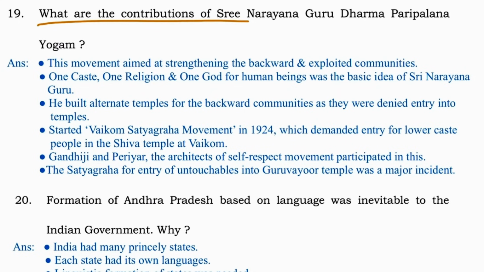What are the contributions of Sri Narayana Guru Dharma Paripalana Yogam? Answer: this movement aimed at strengthening the backward and exploited communities. One caste, one religion, one God for human beings was the basic idea of Sri Narayana Guru. He built alternative temples for the backward communities as they were denied entry into temples. Started the Vaikom Satyagraha movement in 1924, which demanded entry for lower caste people in the Shiva temple at Vaikom.